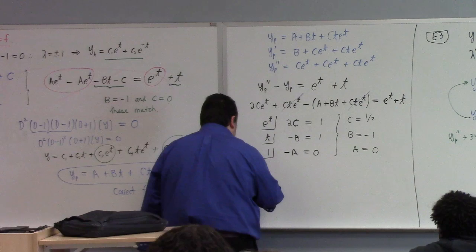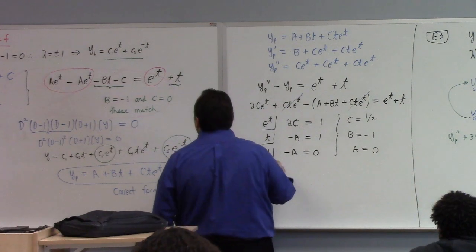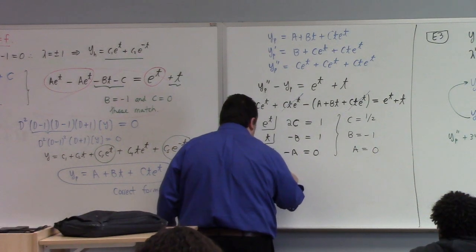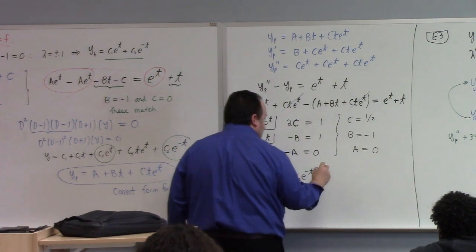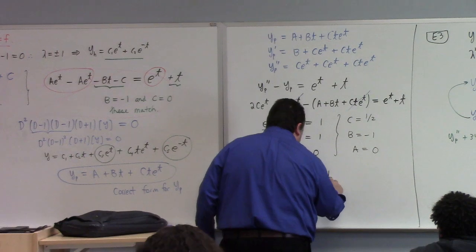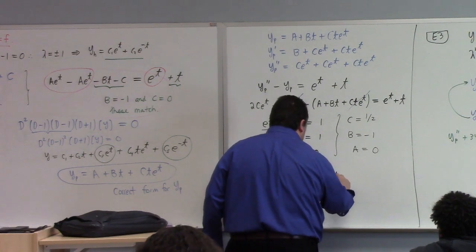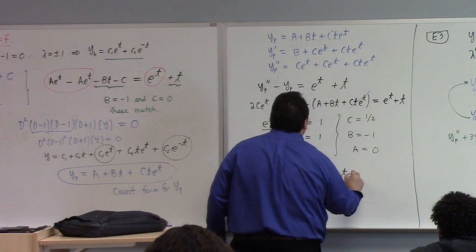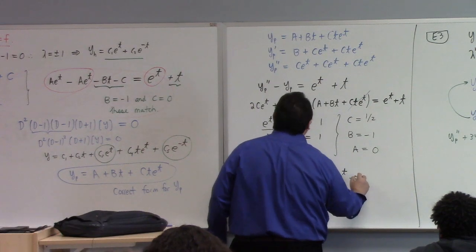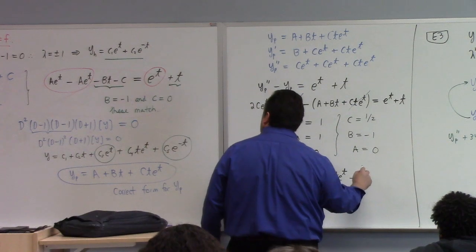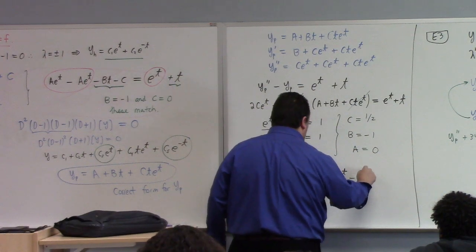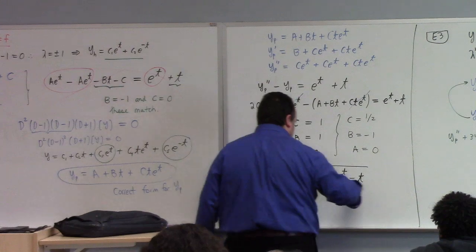And let's put it all together. The general solution then is c1 e^t plus c2 e^(-t) plus 1/2 t e^t minus t. B was minus 1? Yeah, minus t. And there you go.